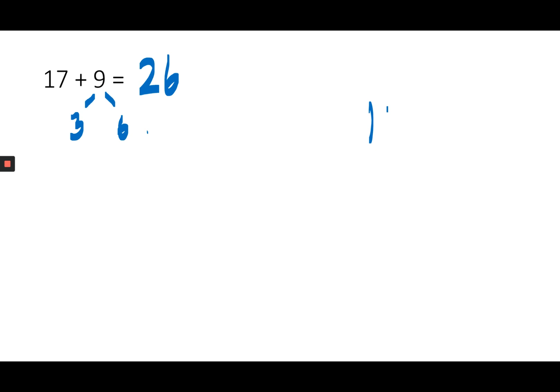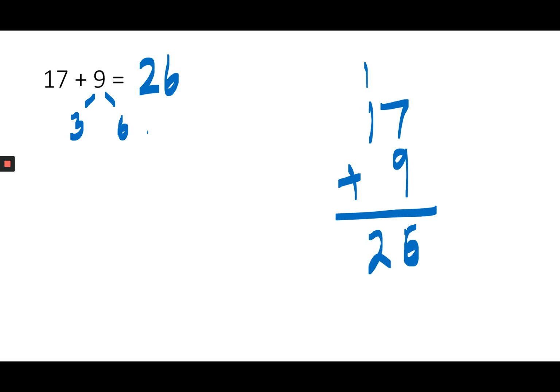If you want to write vertically, 17 plus 9. 7 plus 9 is 16. And then you put 6 here. And then 1 up here. 1, 10 plus 1 more 10. 2 tens, which is 20. 26 was the answer.